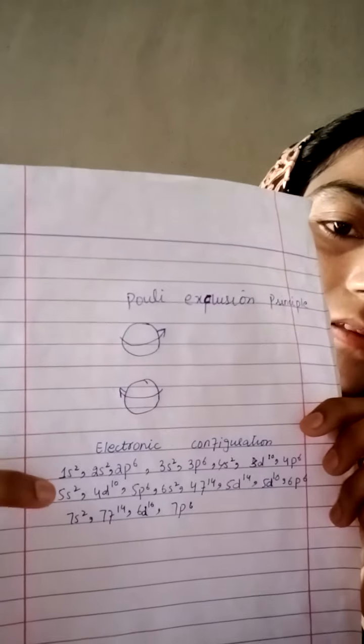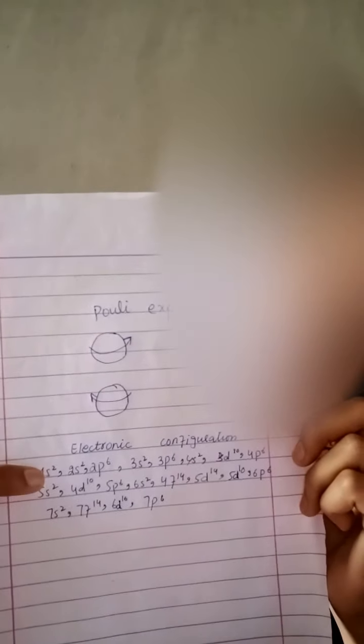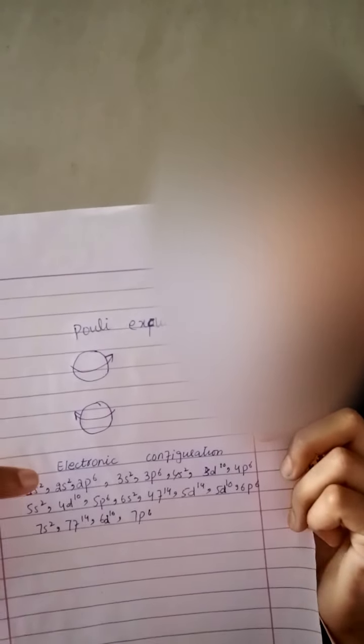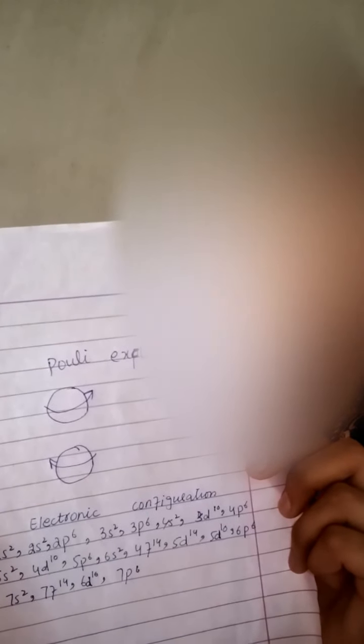I told you about the electronic configuration in the orbitals, and they have a different arrangement inside them, where one orbital comes first and the next orbital comes after that. This is the arrangement of the electronic configuration: first 1s2, then 2s2, 2p6, and in this way we can calculate the electrons inside the orbitals. Remember that this is the final location where the electrons lie.